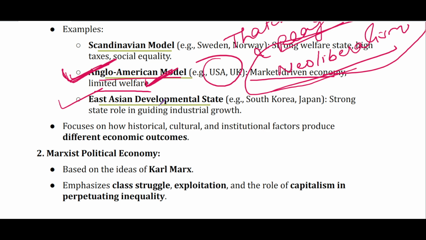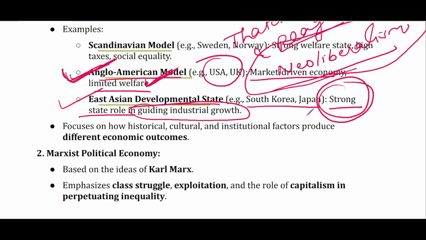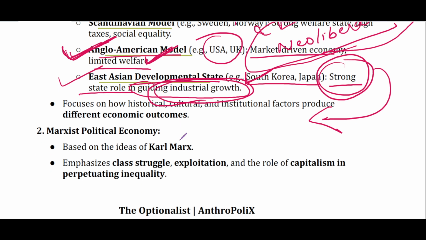Then the East Asian developmental state like South Korea, Japan, Singapore. So यहाँ पे strong state role, but the strong state guides industrial growth. So यहाँ पे state is strong, but it provides sufficient succor, sufficient help, sufficient assistance to the industry to grow itself.